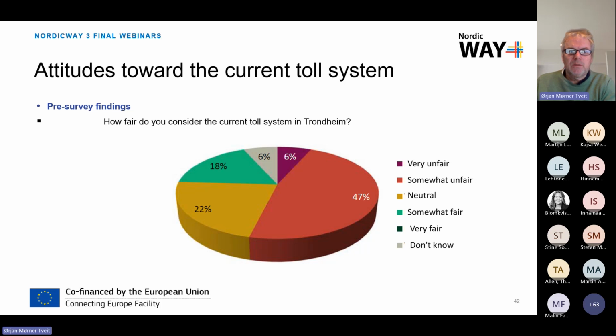The attitude towards the current tolling system is not totally favorable. As you can see, a lot of the drivers thought it's quite unfair, and that is because the ones who are living inside the tolling ring don't pay, and those who live outside the tolling ring and have their work or school inside the tolling ring, they pay the most.